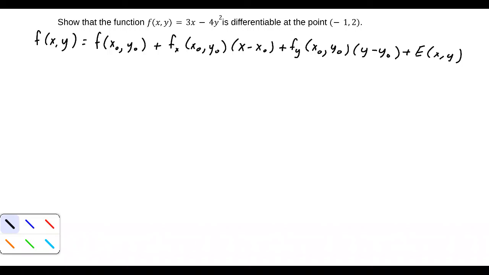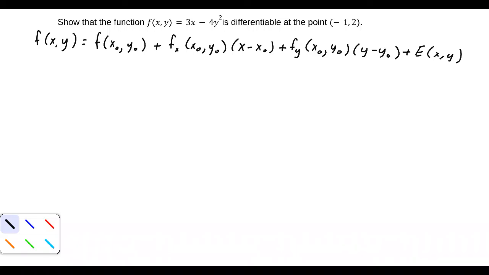What we need to show, to prove that this is differentiable, is that E(x,y) divided by the square root of (x - (-1))² + (y - y₀)², the square root of that big quantity, that ratio goes to 0. So what we are going to do is find the error polynomial.